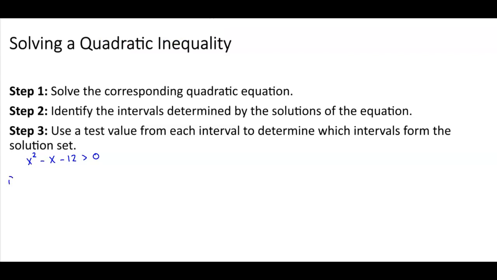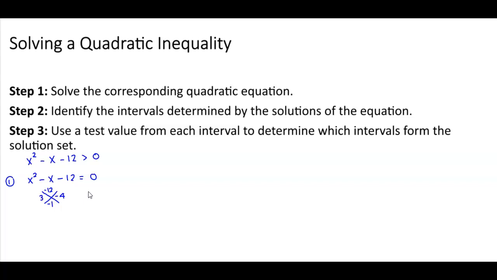Step 1 means solve the corresponding quadratic equation, meaning that we need to factor this. So we have x squared minus x minus 12, and then we're going to set this equal to 0 because we need to factor this equation. We got negative 12, and then we got negative 1 for the value of b. We have to figure out what two numbers we can multiply to get negative 12, and when we add them together, we get negative 1. Well, that's going to be 3 and negative 4.